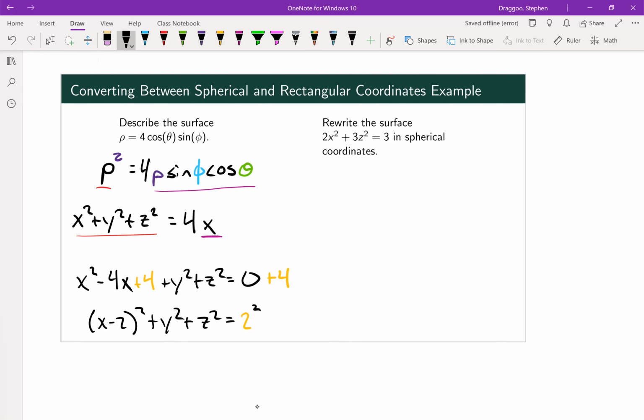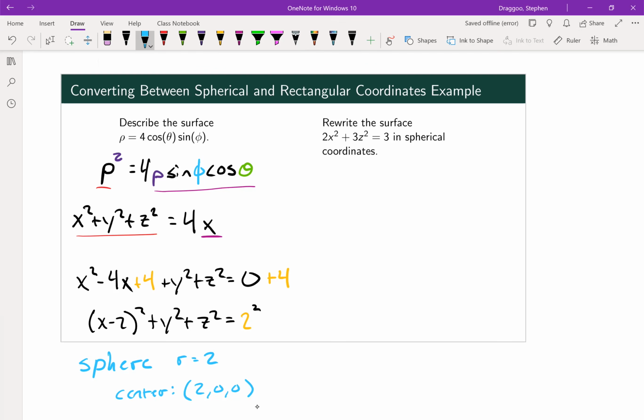So in the end, the shape that we're looking at here, this is a sphere, since I've got the equation for a sphere. A sphere with a radius of 2 and a center of (2, 0, 0). So it's moved 2 units along the x-axis, and then a radius of 2.